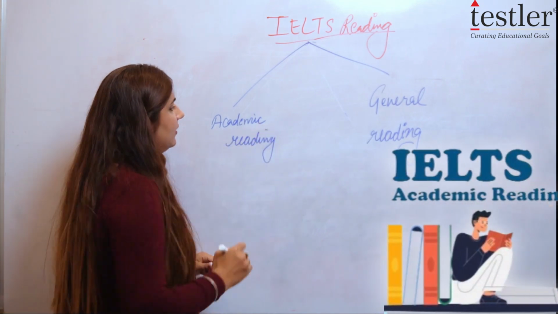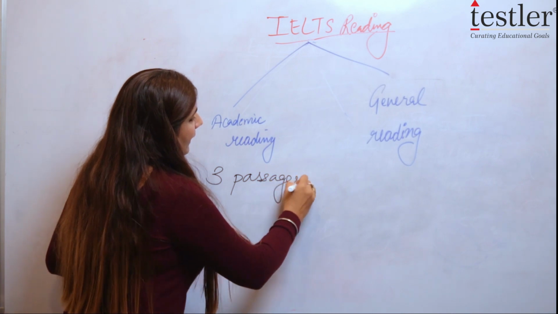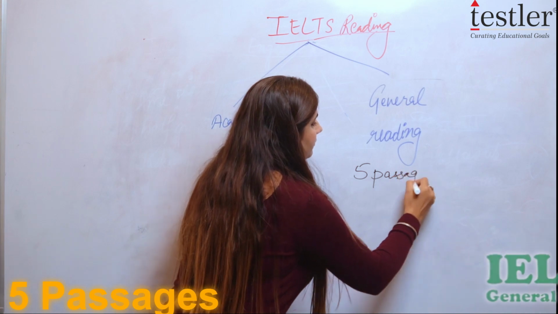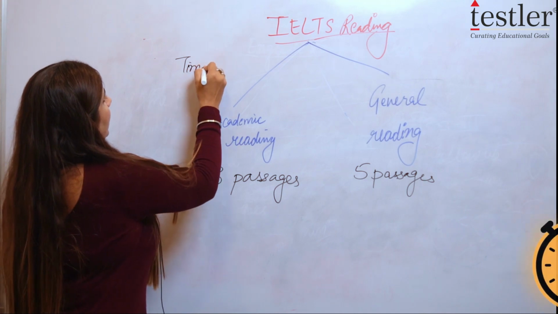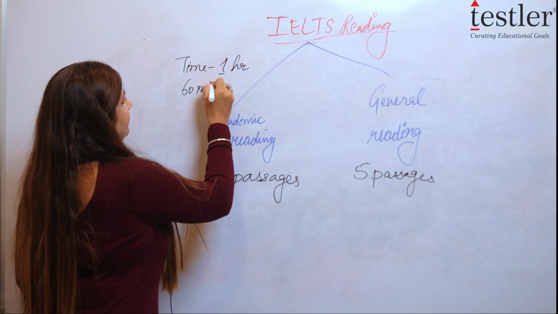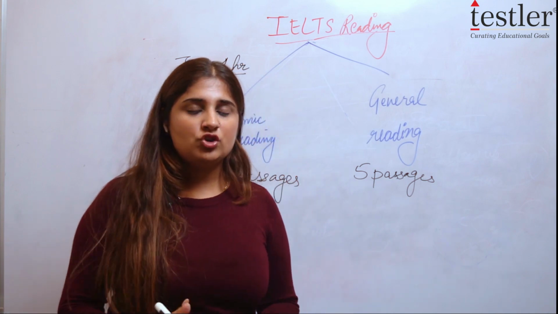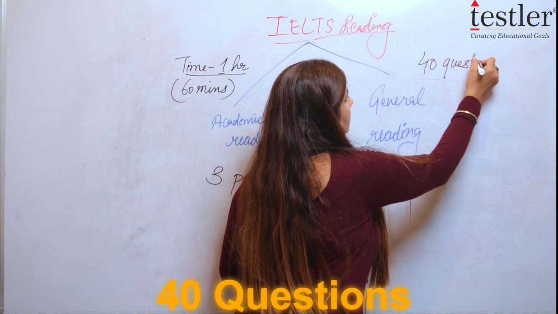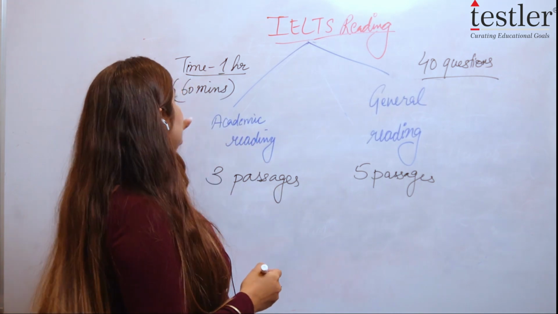Now we are talking about IELTS reading. So academic reading includes 3 passages, but here in general reading we have 5 passages, and the time given to do this whole reading task is 1 hour, that is 60 minutes. So overall you get 1 hour to complete the whole reading task, in which you are supposed to attempt 40 questions.